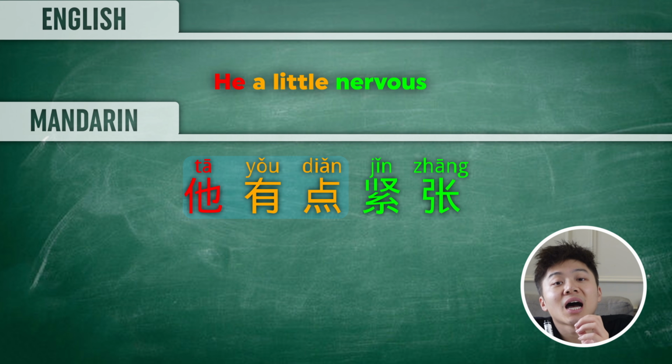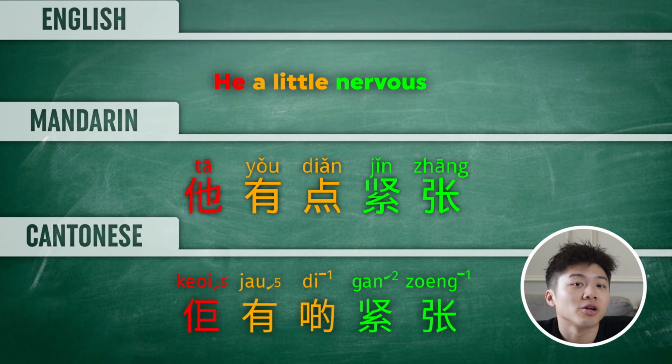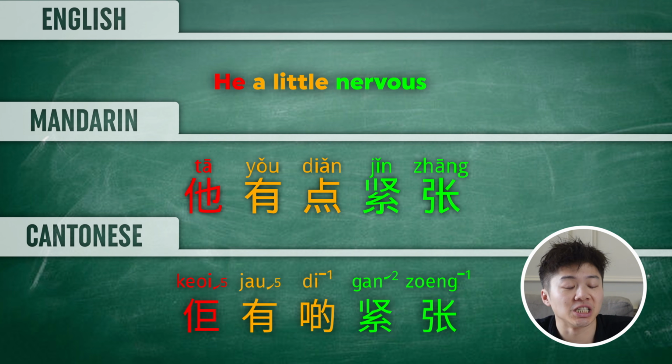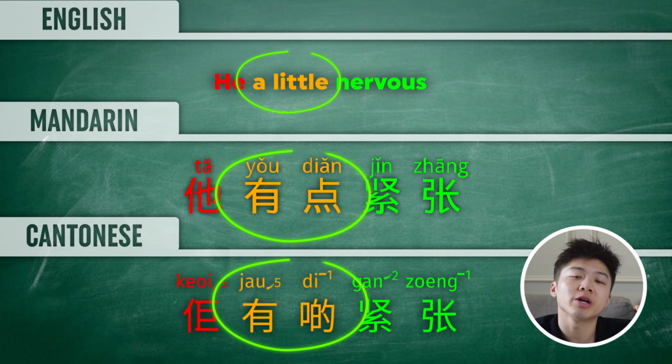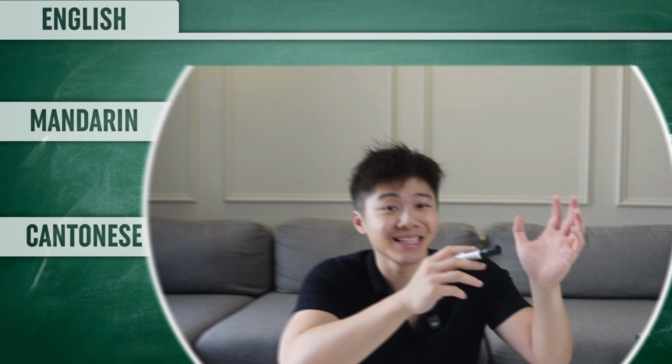For example, 他有点紧张. Now in Cantonese, 佢有啲緊張. So 緊張 is the same as in Mandarin, which means nervous. Okay, so here you put 有點 or 有啲 in front of the adjective 緊張 to describe the level of nervousness this person's feeling, right? So adverbs of degree go in front of the adjective just like English, okay? And this is in both Cantonese and in Mandarin.